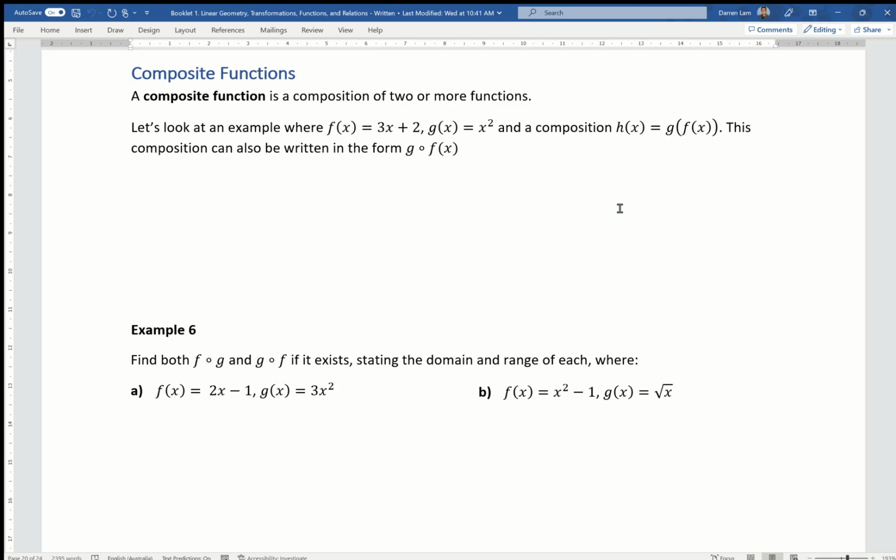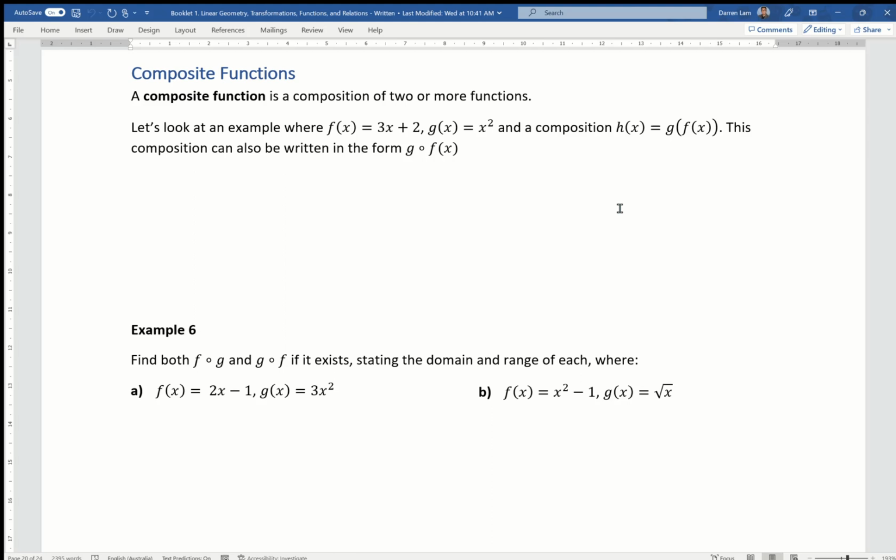This is our introduction to exercise 5.5 on composite functions. The whole idea of a composite function is when we combine multiple functions at a time. Composite, of course, meaning more so like combination. Let's look at an example.